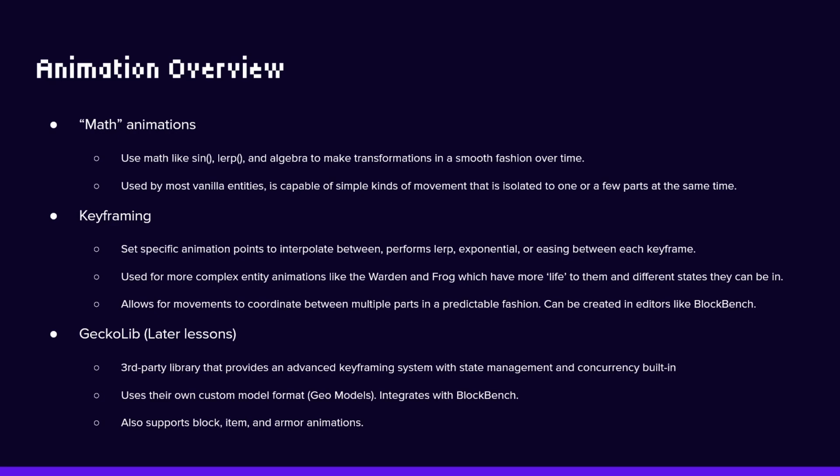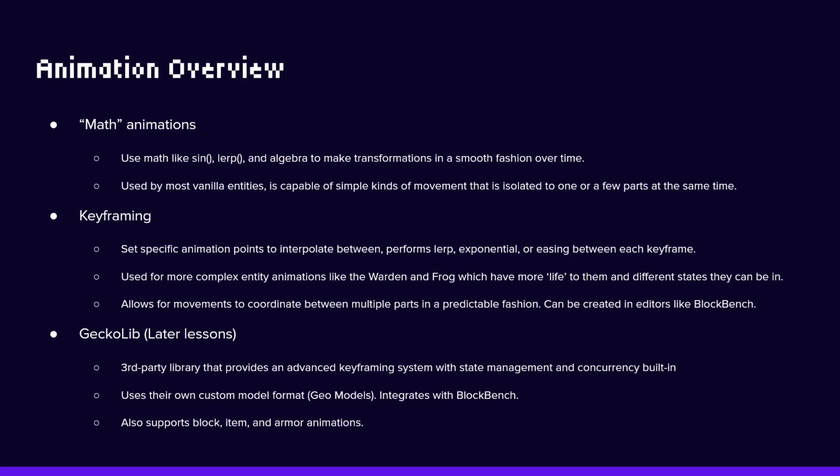And then you have keyframing. So keyframing, at least vanilla keyframing, is a new sort of thing. Modders have been doing it for a while, but vanilla has their own implementation now. So the concept behind keyframing is you set specific points to interpolate between with different algorithms, and those have set times that each frame is, and then in the time between it sort of does math to go in between them in a smooth fashion. And it allows for more complex stuff that coordinates between different parts in a more predictable system. So Blockbench can actually export these.